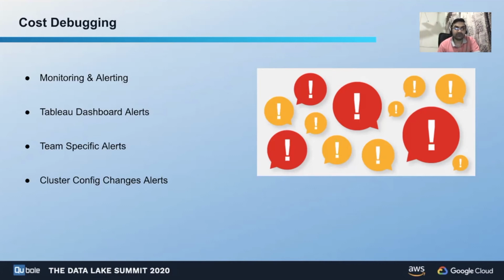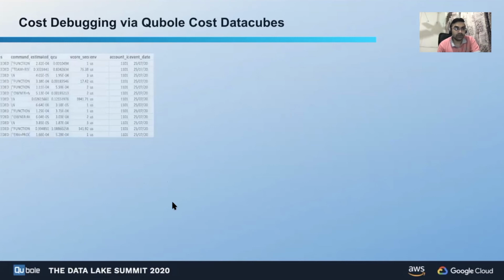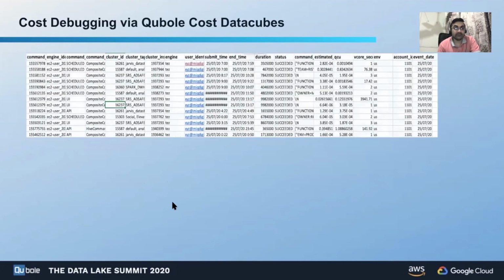So these are some of the ways in which we try to contain the debugging ones. Moving on, what you're seeing here is a very good view of the cost reporting cube that Qubole has released. I think they released it quite 6 to 7 months back. I think very advanced level of optimizations done around that.